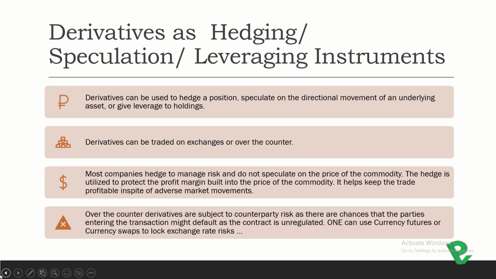Most companies hedge to manage risk and do not speculate on the price of the commodity. The hedge is utilized to protect the profit margin built into the price of the commodity. It helps keep the trade profitable in spite of adverse market movements. Over-the-counter derivatives are subject to counterparty risk, as there are chances that the parties entering the transaction might default, as the contract is unregulated. One can use currency futures or currency swaps to lock exchange rate risks.